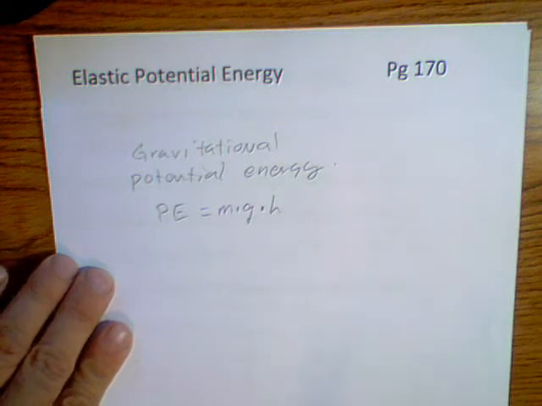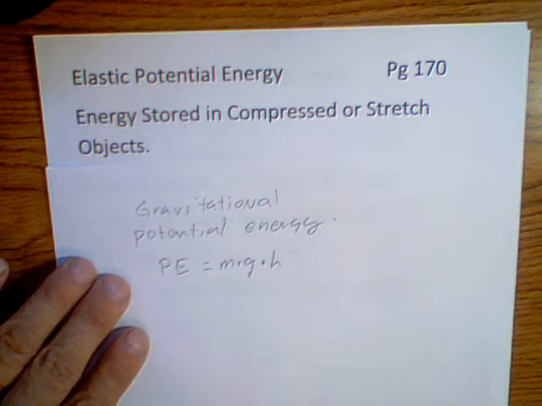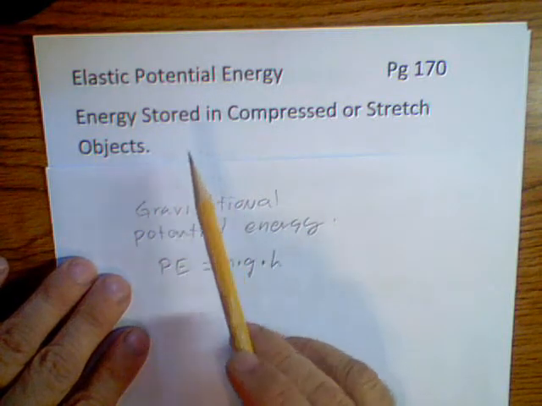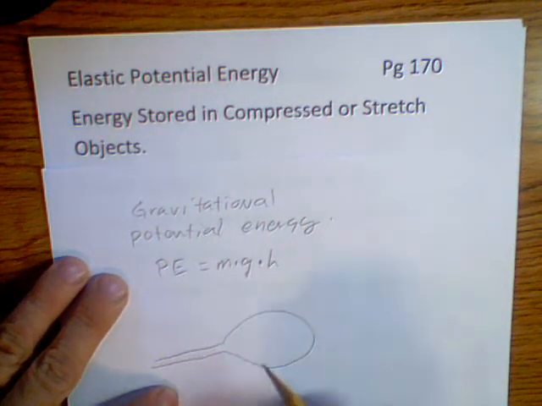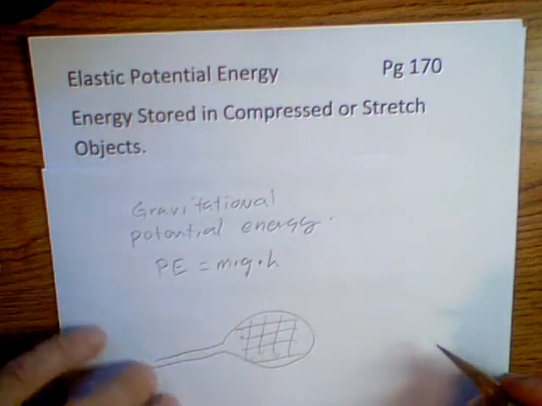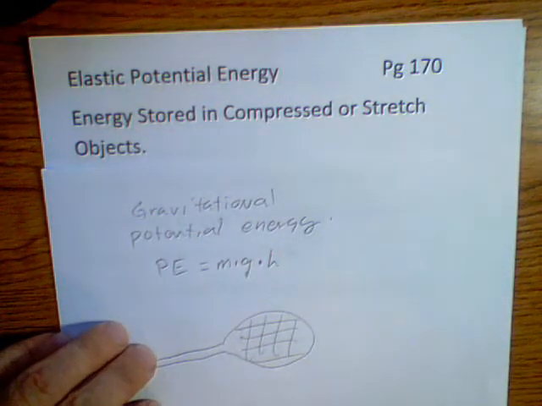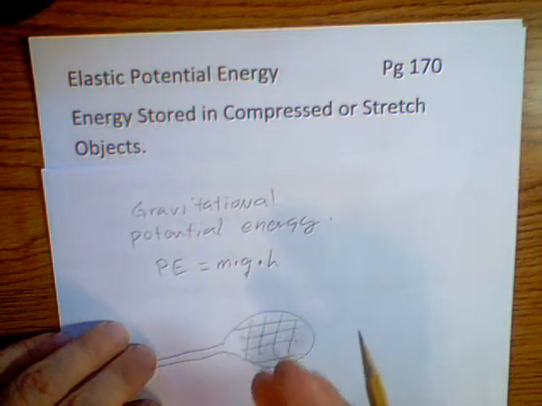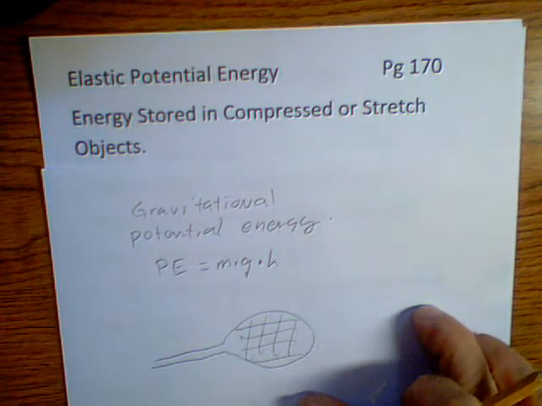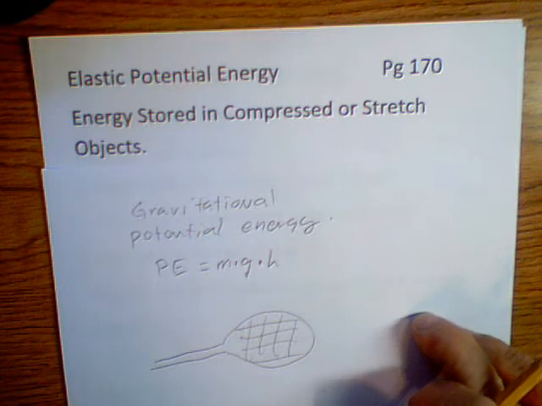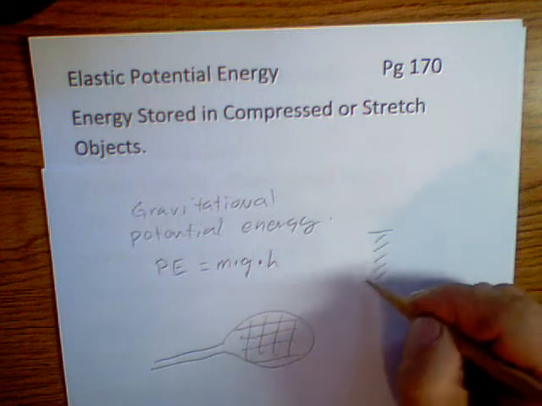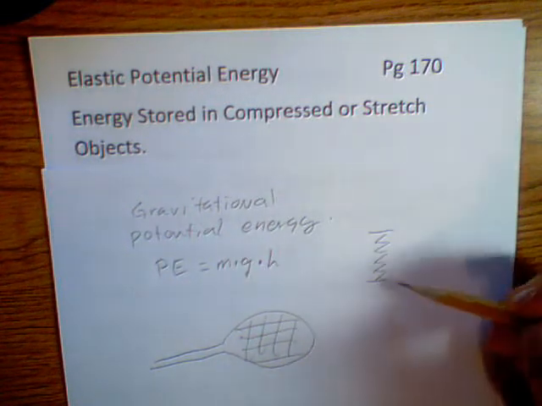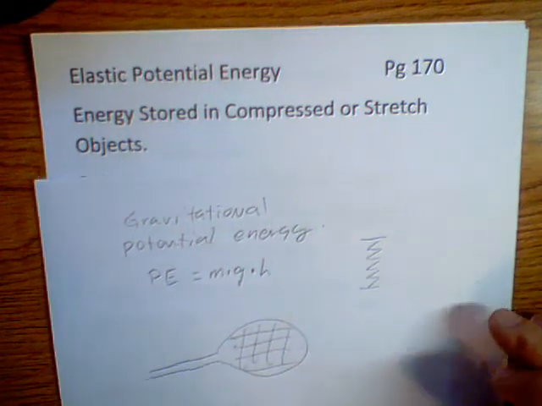But energy stored in compressed or stretched objects is elastic potential energy, such as the energy that's stored in the strings of a tennis racket. Once those strings are stretched, then it has potential energy. What we're going to do mostly is talk about the energy that you find in a spring, and once it's compressed, it has stored potential energy.